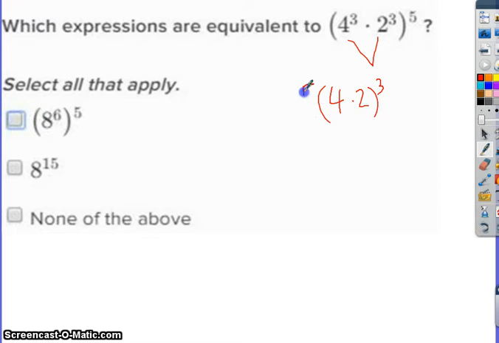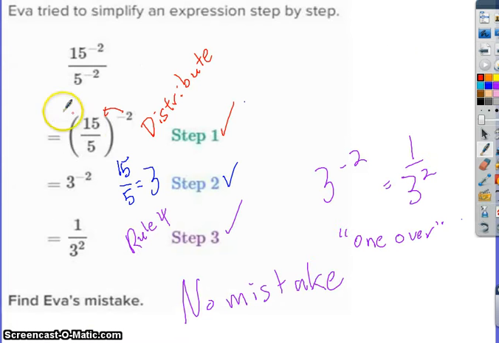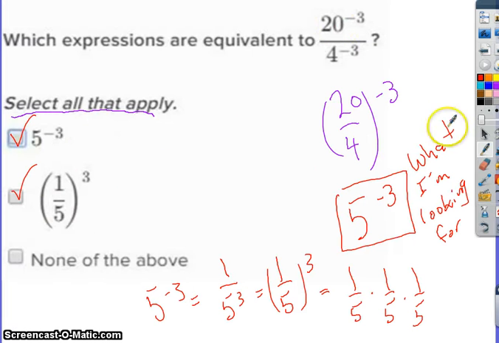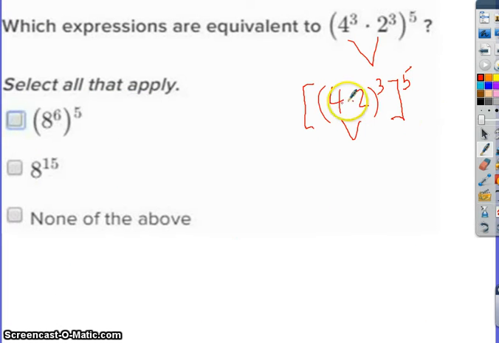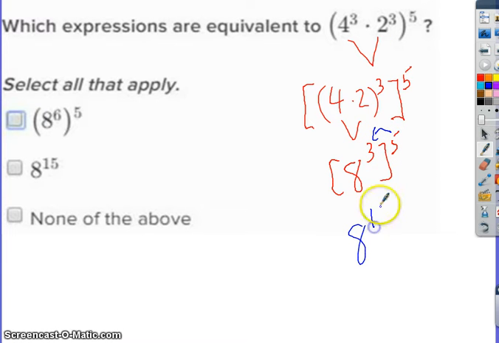And then I had a student the other day suggest that I use brackets out here so that I can put the 5 on the outside so that I'm not using parentheses all the time. And then now, just like in the first two, I turn 15 over 5 into 3, or I turn 20 over 4 into 5, or in this case I can turn 4 times 2 into 8. So my expression is going to be 8 to the third to the fifth. And then by the distributive rule, multiply the inside exponent by the outside exponent, I get 8 to the 15th.